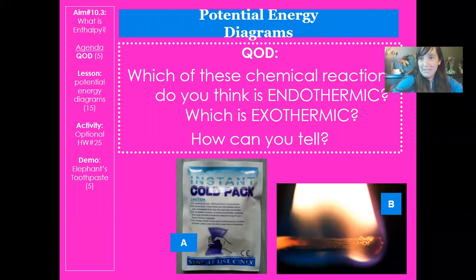Okay, so our aim is 10.3, what is enthalpy? I'm going to go over the question of the day and then the homework from last time. And then our lesson is about potential energy diagrams. And we've got optional homework 25 and then a video demo called Elephant's Toothpaste.